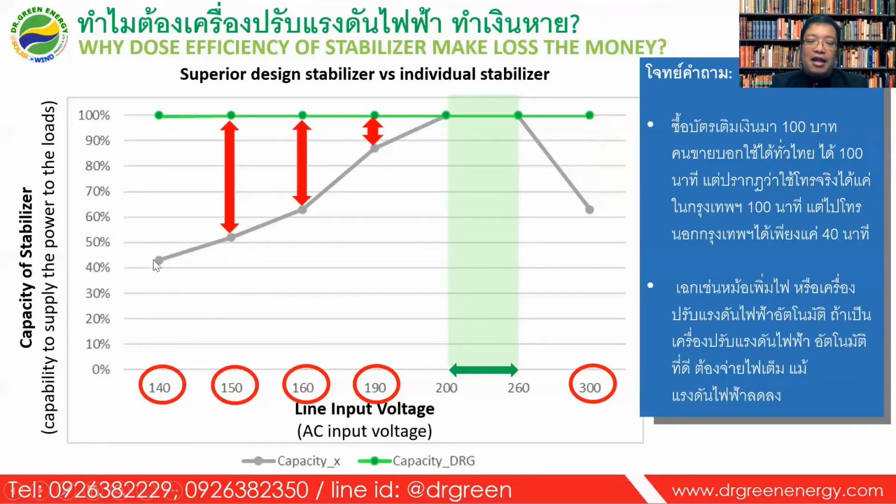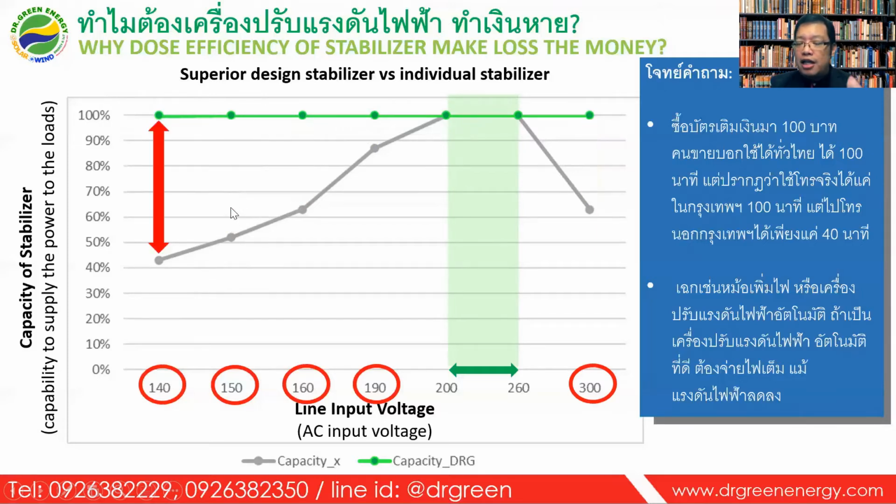So the gray line here will drop once the voltage level drops. All right, so this is the characteristic of the stabilizers in the market that have issues with our customers, and we propose a stabilizer that works properly, with a superior design, as shown in the green color here.